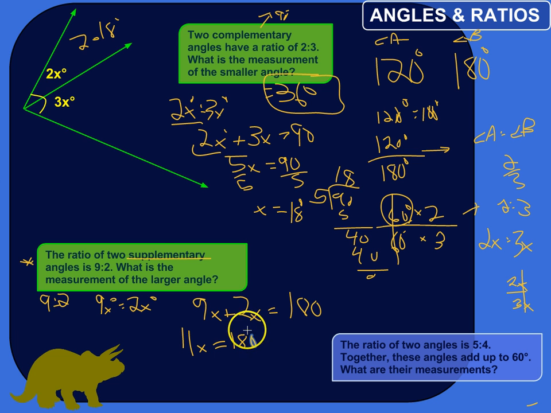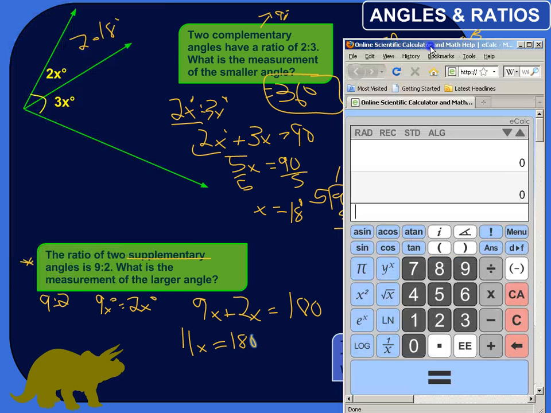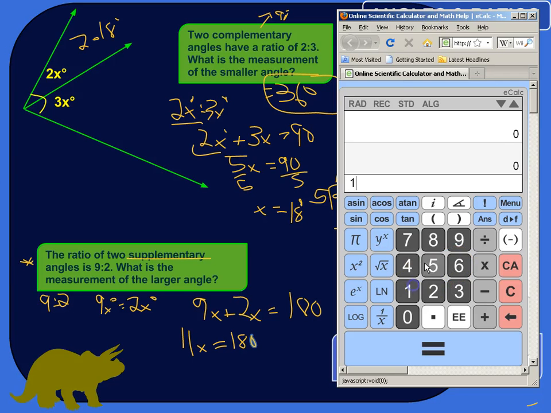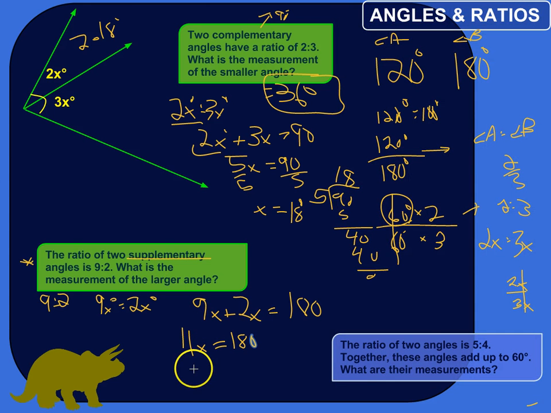That's not going to work out too nicely, so let me grab my calculator. We want to do 180 divided by 11 to get x by itself. So x is 16.36 repeating degrees. Okay, and the question is, what is the measurement of the larger angle?